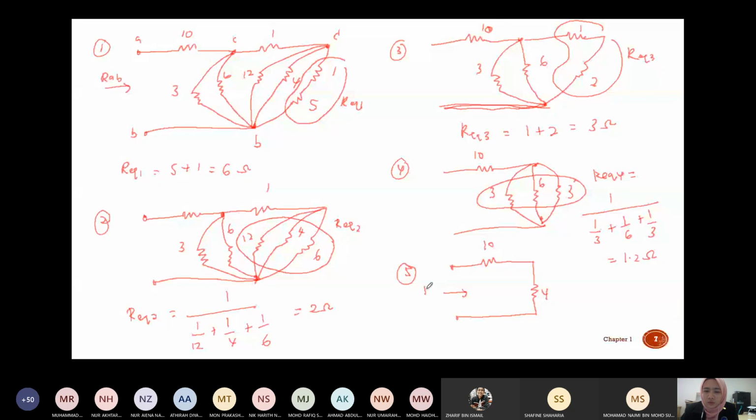Now you want to find the R equivalent. So R equivalent, 10 ohm and 4 ohm are in series. Sorry, this is 1.2. So 1.2 plus 10, the final answer is 11.2 ohm. Okay, so any question for example 2.10?